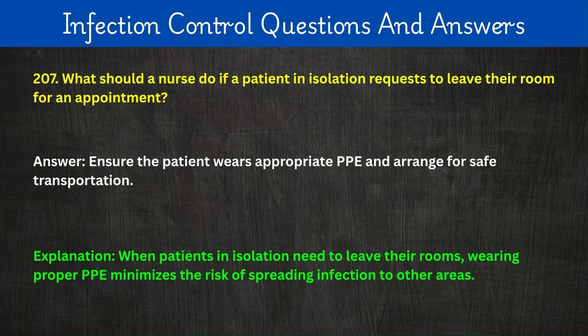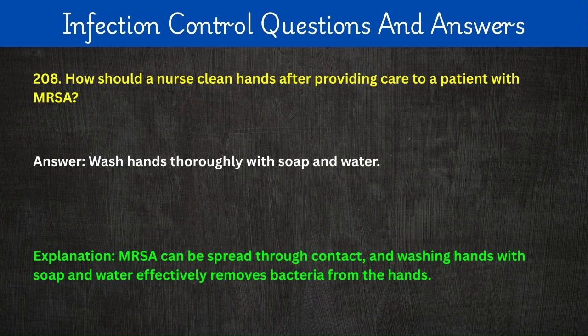208. How should a nurse clean hands after providing care to a patient with MRSA? Answer: wash hands thoroughly with soap and water. Explanation: MRSA can be spread through contact, and washing hands with soap and water effectively removes bacteria from the hands.